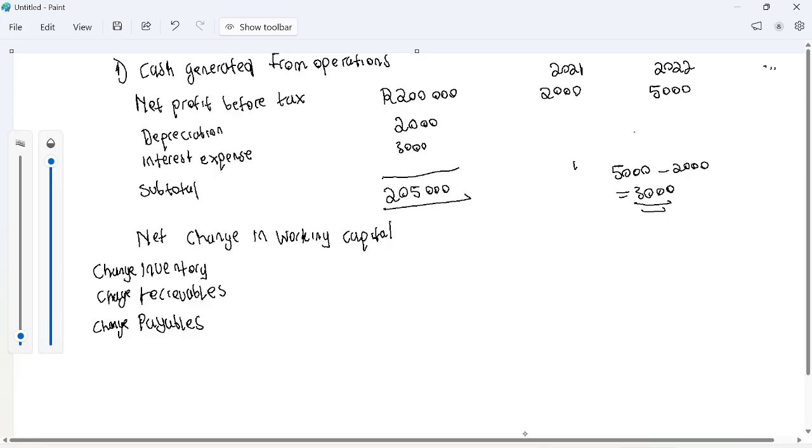So the difference between these two amounts will be written here as a negative amount, which is negative 3000. You can simply show your calculations by saying 5000 minus 2000, which gives you negative 3k, negative 3000. This negative shows that this money is going out of the company. Let me make another scenario. Let's say now in 2021 our inventories were 5000, and then in 2022 our inventories reduced to 2000.